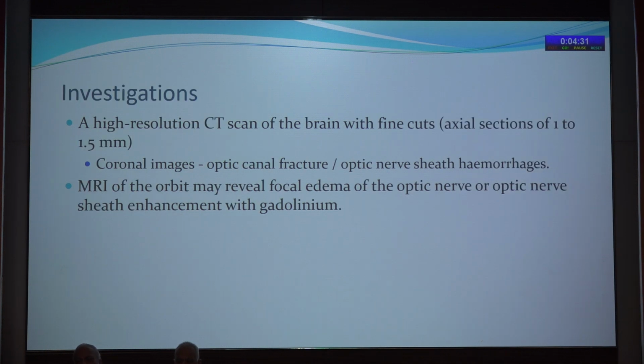Coming to investigation, like in any other setting of acute trauma, CT scan here is the investigation of choice, vis-a-vis other optic neuropathy cases where you want to do MRIs. So it's important to do CT scan with fine cuts and axial sections of around 1 to 1.5 mm to rule out optic canal fractures and optic nerve sheath hemorrhages. MRI of the orbit, if at all done, may reveal a focal edema of the optic nerve or optic nerve sheath enhancement with gadolinium.